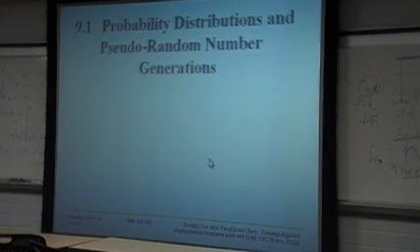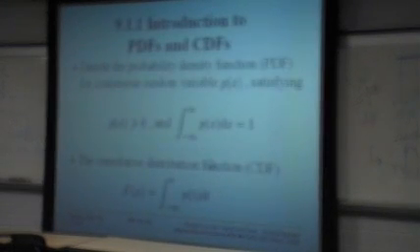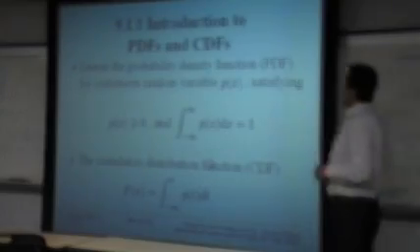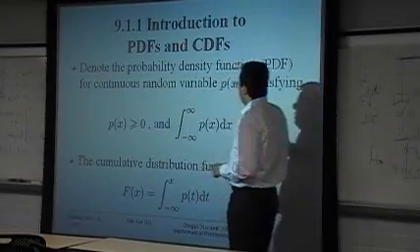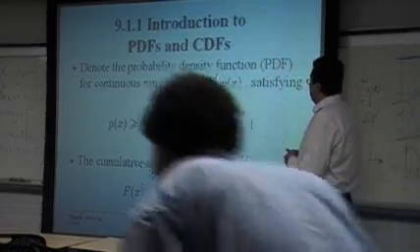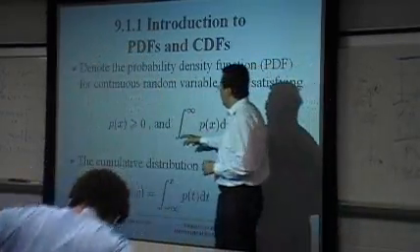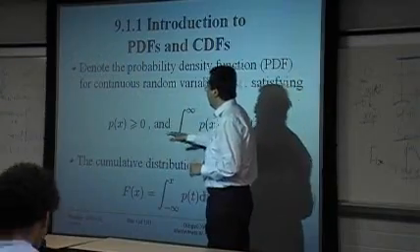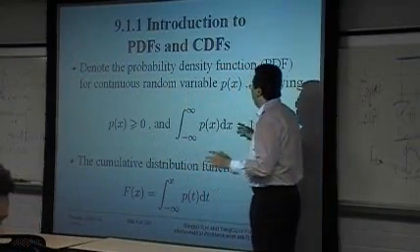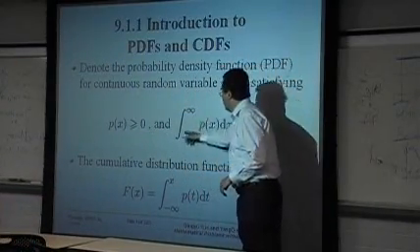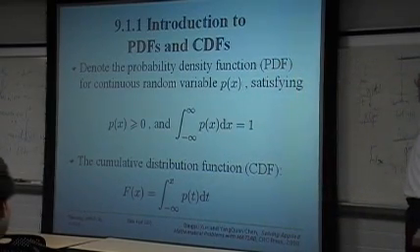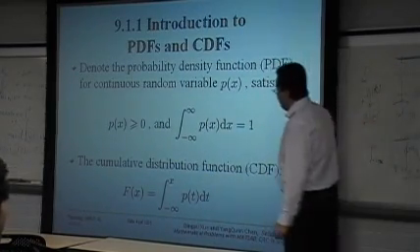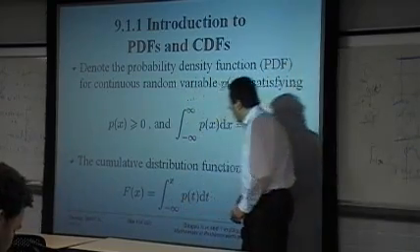The mathematical form of probability density function is usually given like this. And the function is always positive, non-negative, and the sum of the function equals to 1, which is normalized function. And the cumulative distribution function is defined like this.